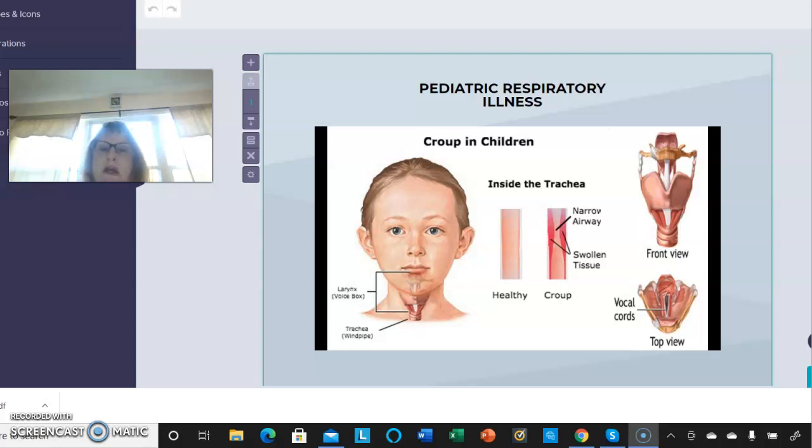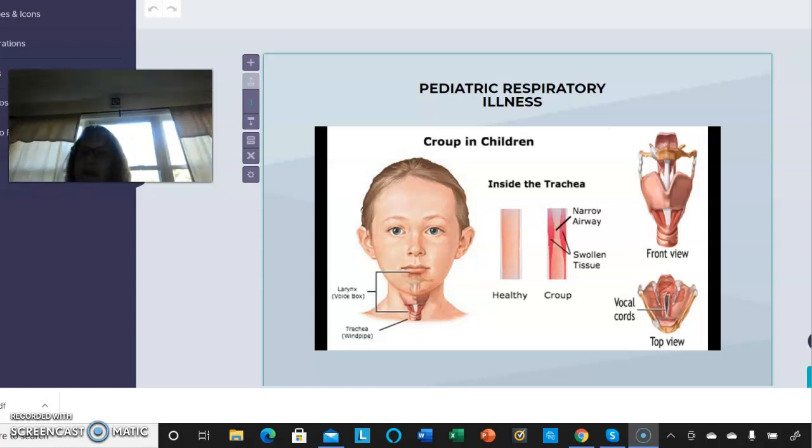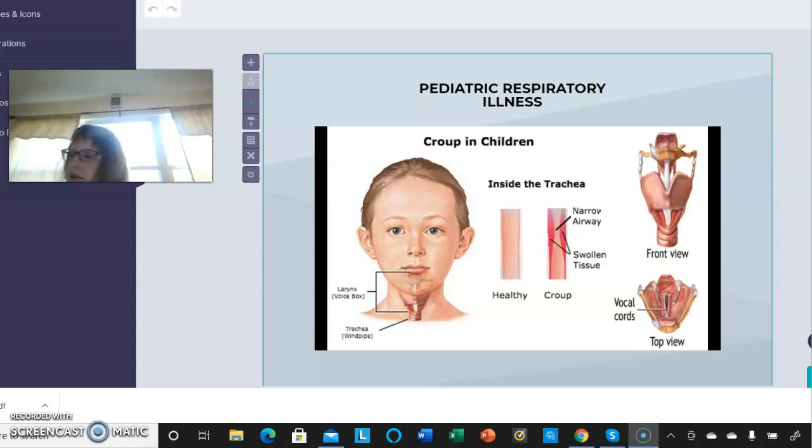Hi class, this is an overview of the pediatric patient with respiratory disease. There are many respiratory diseases that the pediatric patient experiences. These include croup, acute bronchiolitis, respiratory syncytial virus, bacterial pneumonia, cystic fibrosis, and asthma. The first respiratory illness that we're going to talk about is croup.